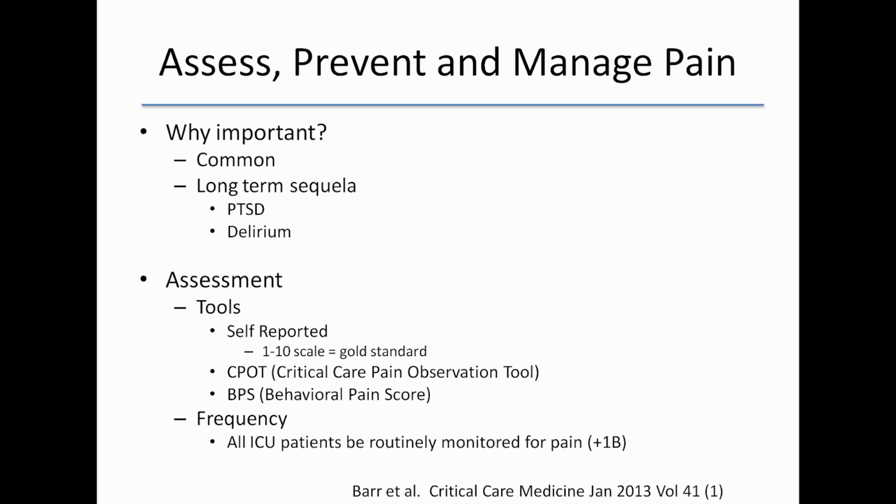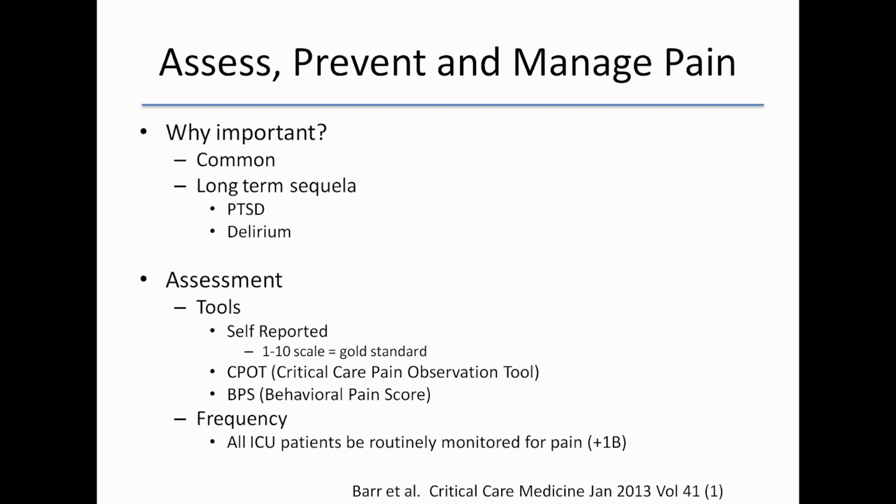The first is the Critical Care Pain Observation Tool, or CPOT. The CPOT is made up of 5 subscales. These include facial expression, body movement, muscle tension, compliance with the ventilator, or if the patient's not intubated, vocalization. Each of these subscales is rated 0 to 2, with a total score of greater than 3 indicating significant pain.